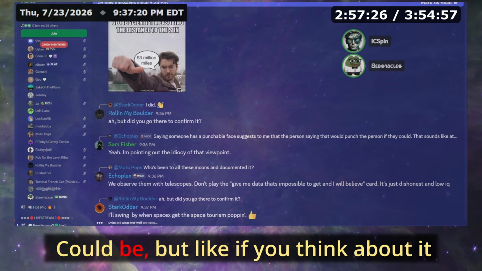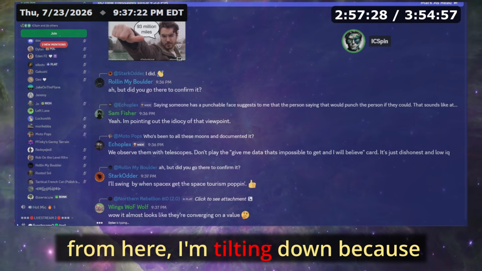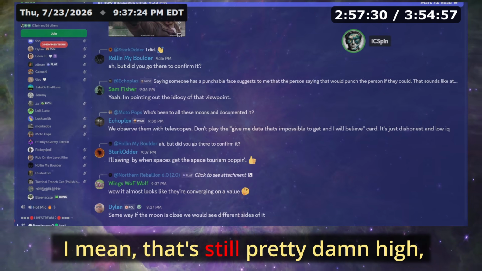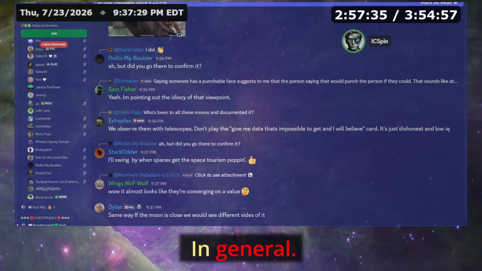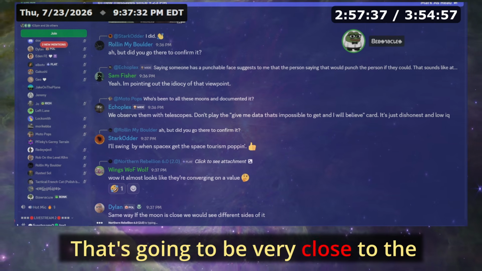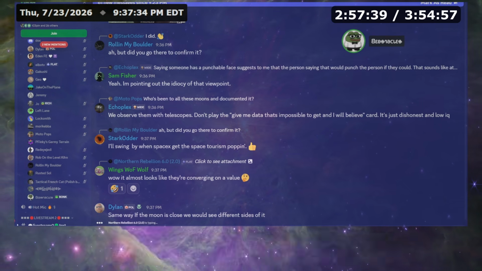Like, if you think about it from here, I'm tilting down because Auckland's right here. I mean, that's still pretty high, almost, for Auckland, right? No, in general, I don't know. That's going to be very close to the horizon, I guarantee you. But the moon calculator.